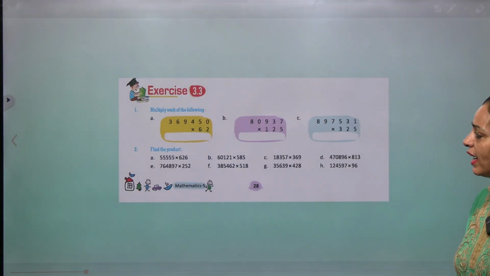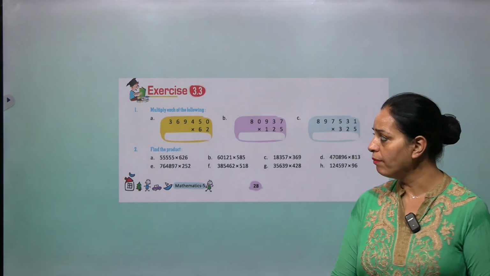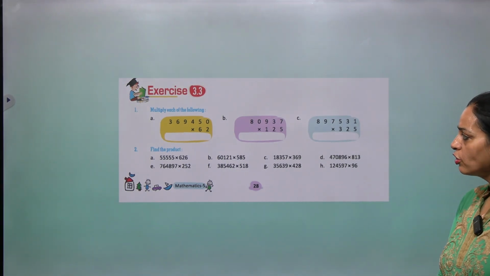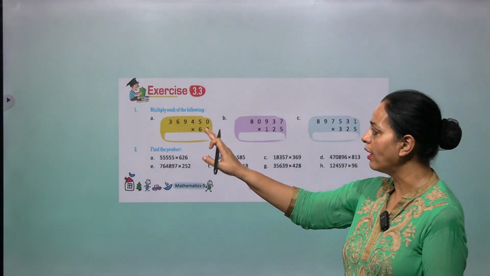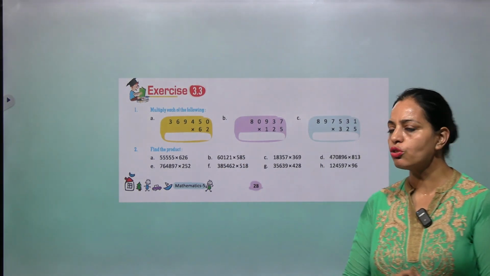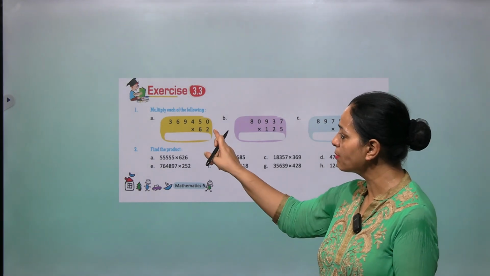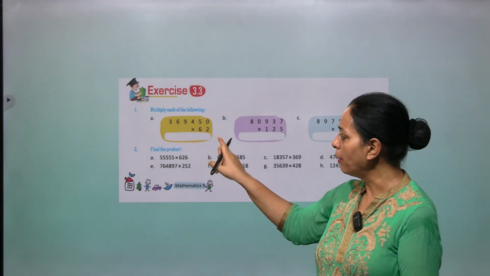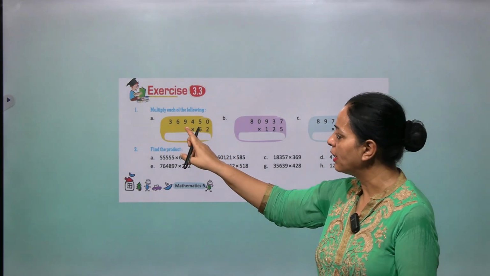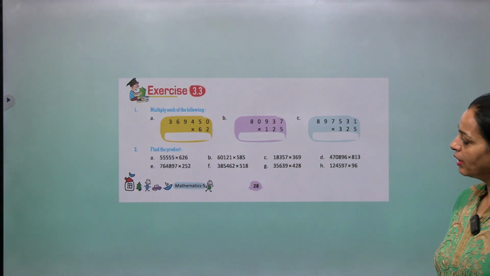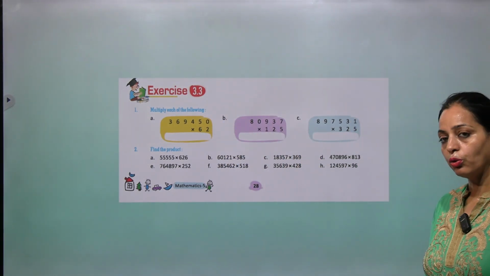Next is exercise 3.3 based on these questions. Now first question, multiply each of the following. So A part, the given number multiply by 62. So what to do? First multiply by 2, then put 0 at the back and then multiply by 6. So you can try these questions. Similarly, second question also you can do.